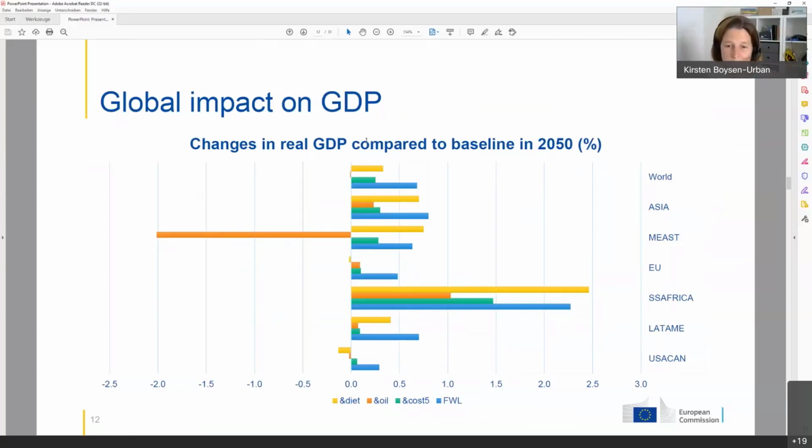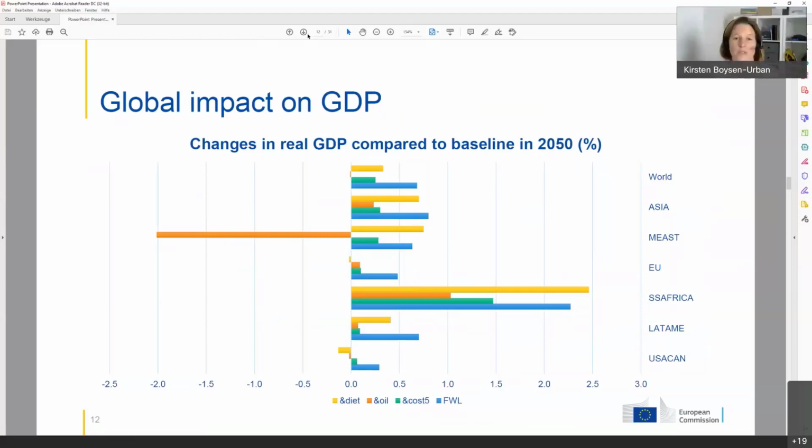And we see that in most of the countries, for instance, adding the diet reduces the benefits from food waste and loss reductions. Only in case of sub-Saharan Africa, we see that GDP increases a lot. This is driven by a large decrease in prices due to food waste and loss reductions and also by huge reductions in meat consumption. And we see that particularly increasing oil prices has a big impact on the Middle East.